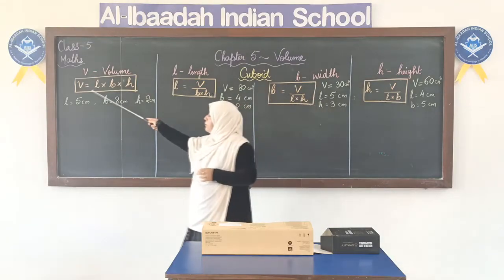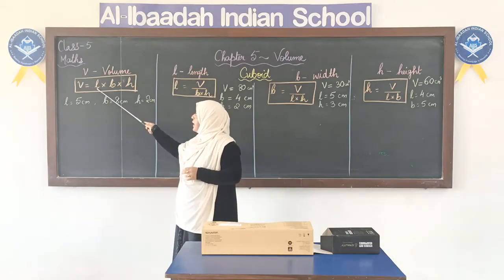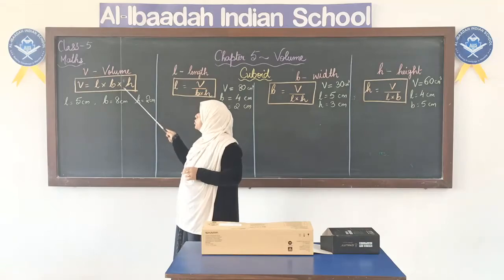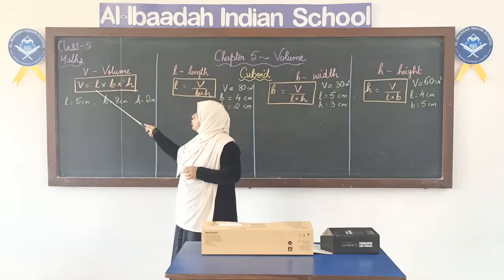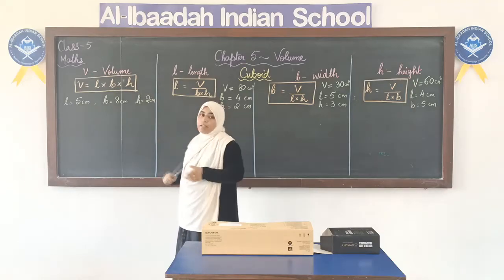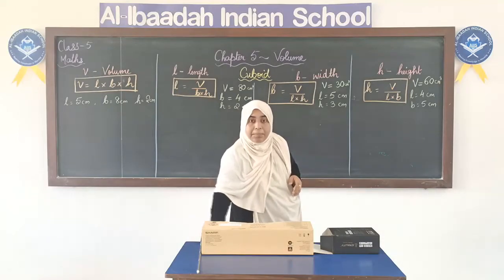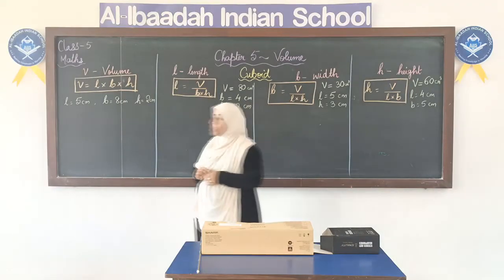So you can see the formula for the volume. V, volume, is equal to length into width into height. If we know the length, breadth or the width, and height, we can calculate the volume of a cuboid. Okay. So, let us do one example where we will calculate the volume of the cuboid.